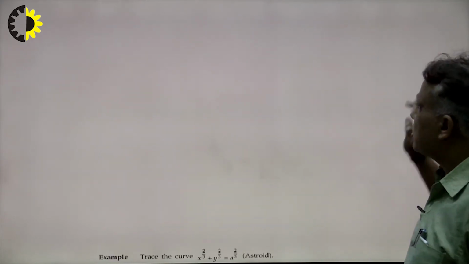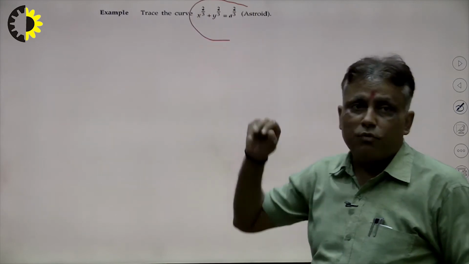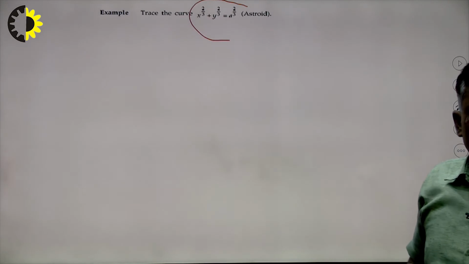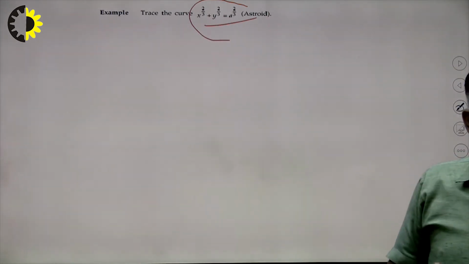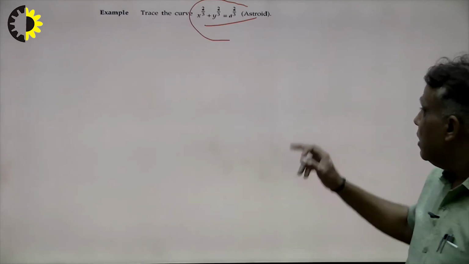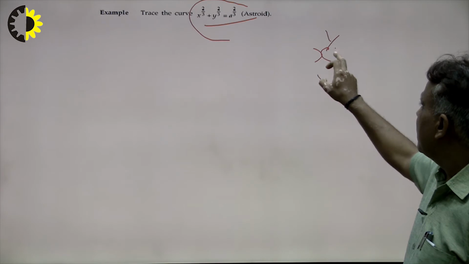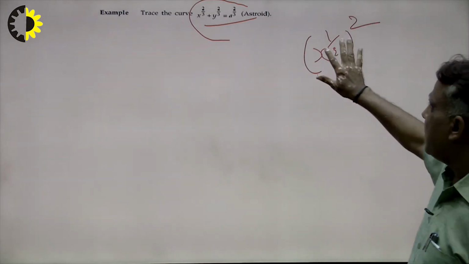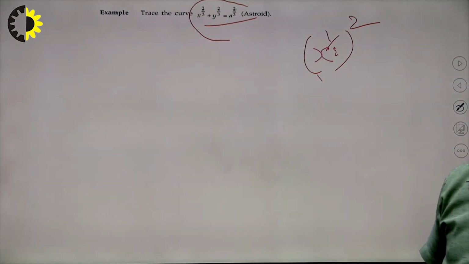Next, suppose I want to calculate this curve, and this time the curve contains fractional powers, not integer powers. So I explain here how to trace the curve. The given curve is symmetrical about the x axis as well as the y axis. Why? We consider here x raised to the power 1 by 3 and its square, so that means this is the even part. Similarly, y raised to the power 1 by 3 and its square is an even power.